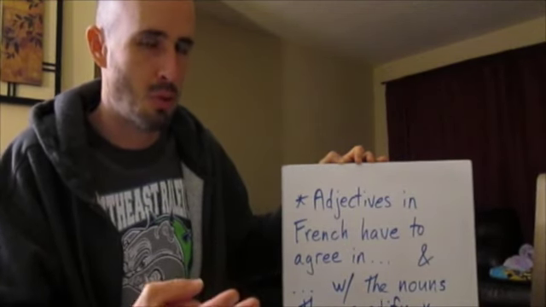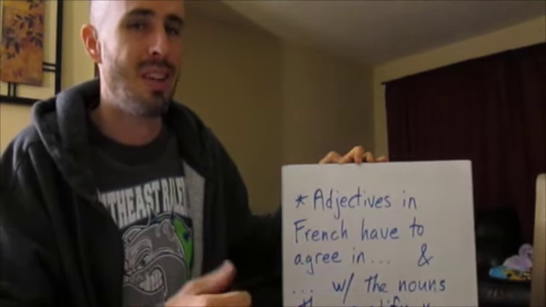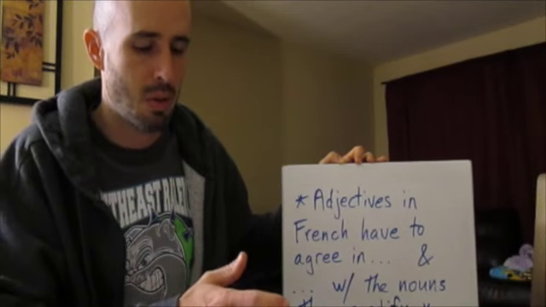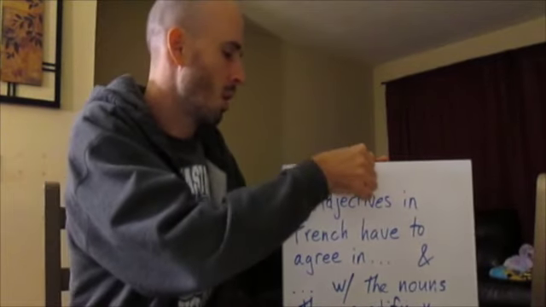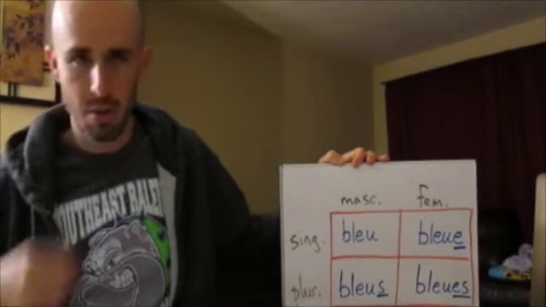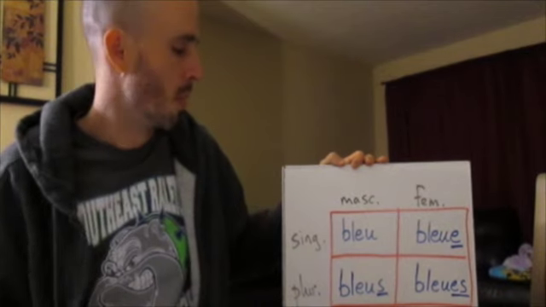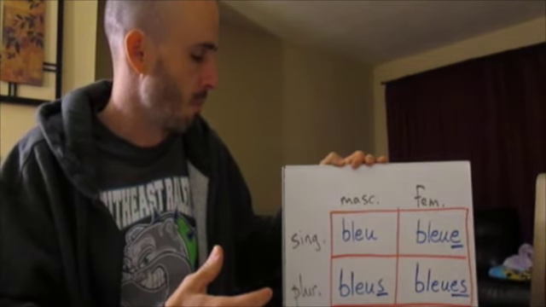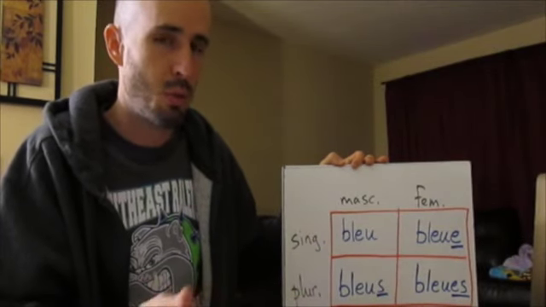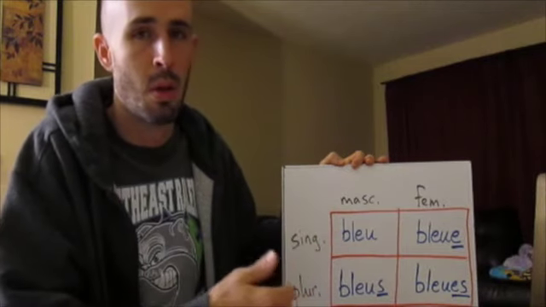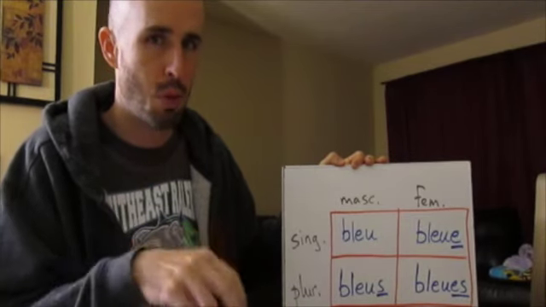Remember, we have two grammatical genders in French, masculine and feminine. We have two categories as far as number, singular and plural. That gives us four forms: masculine singular, feminine singular, masculine plural, feminine plural. You have a pretty good idea of how things work with regular adjectives, such as bleu. You look up the word bleu in a French-English dictionary, and you always get the base form, the masculine singular form. That's our point of reference, our starting point.